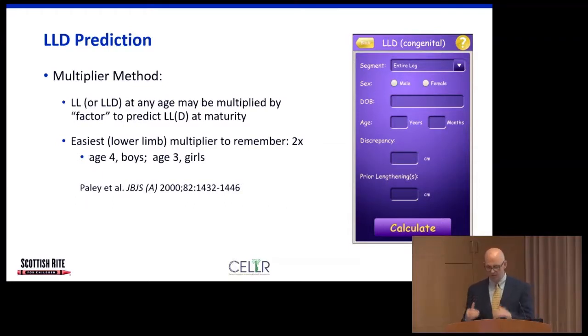And if families ask you, just to be clear, what this says is that the easiest lower limb multiplier to remember is 2 times at the age of 4 for boys and 3 for girls. So that's for limb length. That's not for overall height, just to be clear. The overall height is 2 times, and for girls, it's just under the age of 2, and for boys, it's just over the age of 2. You multiply their height by 2, and that's roughly a pretty good guesstimate of what their overall height is going to be.